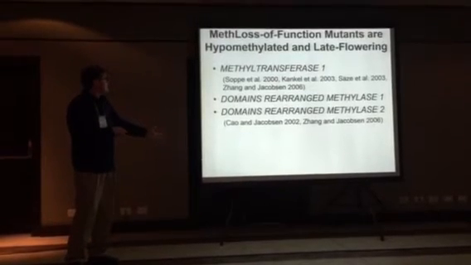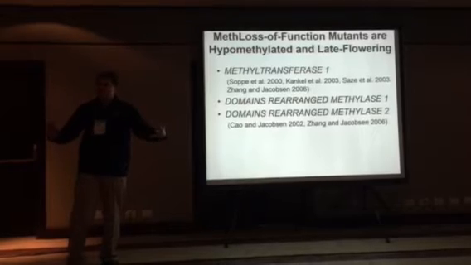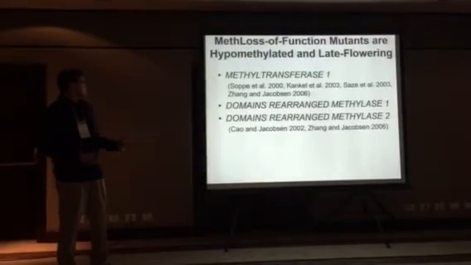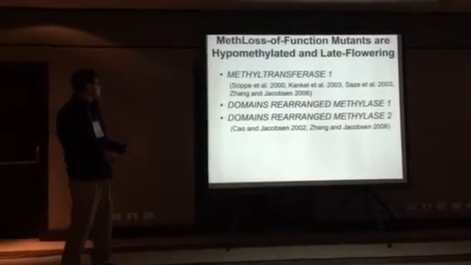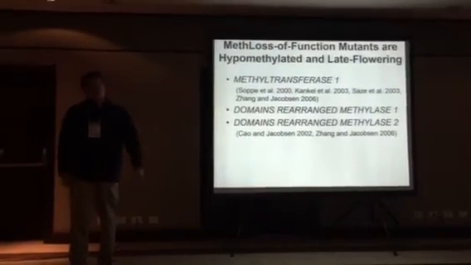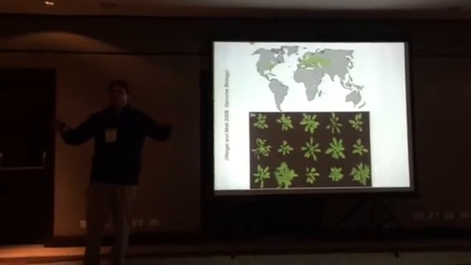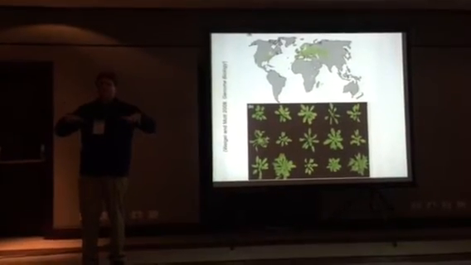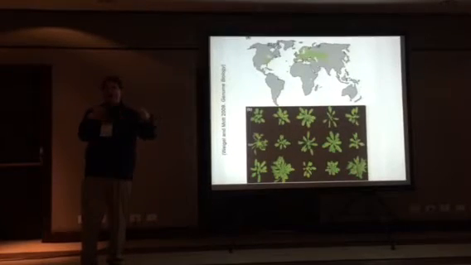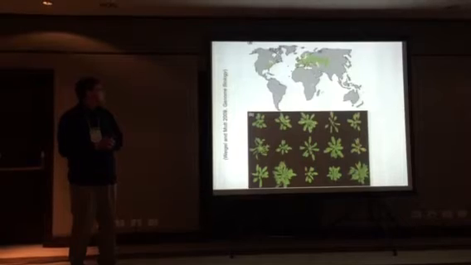Similarly, when DRM1 or DRM2, when the function of those genes is knocked out, so that they're not expressing that gene, they are also hypomethylated and late flowering as well. So that's the situation that you see in these mutant strains relative to the wild type from which they are derived. So just the mutant relative to the same genetic background in the wild type.